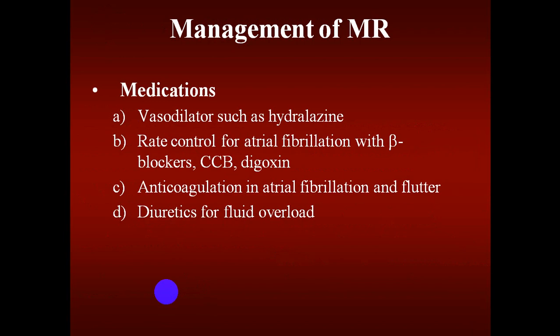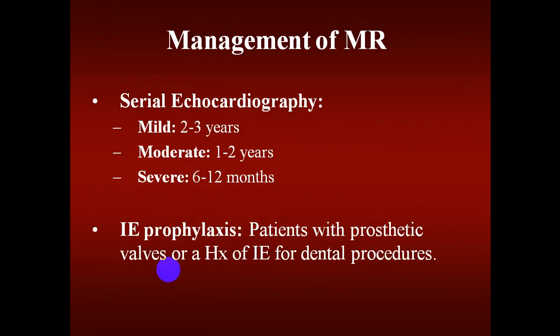Medications used in mitral regurgitation: vasodilators such as hydralazine, rate control for atrial fibrillation with a beta blocker or calcium channel blocker, digoxin, anticoagulation in atrial fibrillation or flutter, and diuretics for the fluid overload. Serial echocardiography is needed every 2-3 years in mild, every 1-2 years in moderate, and on a 6 or 12-month basis in severe.